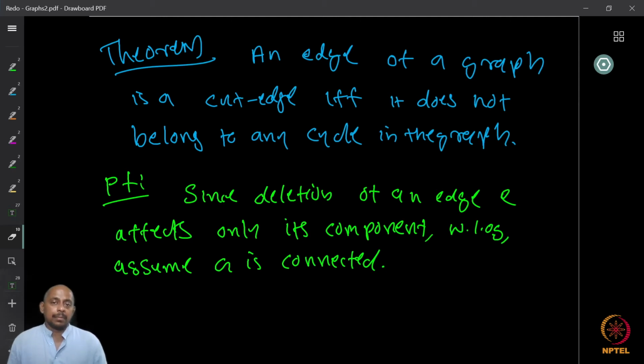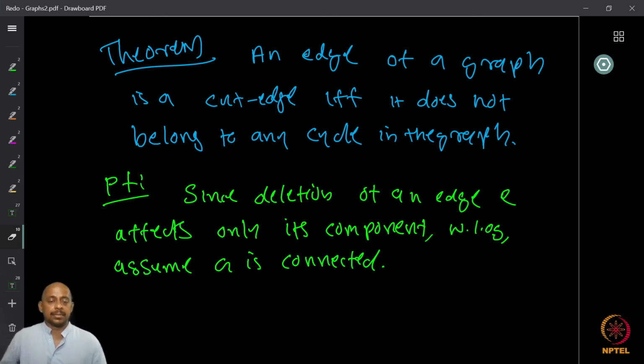Now, if you think about the cut edges, you can show the following theorem. An edge of a graph is a cut edge if and only if it does not belong to any cycle in the graph. Now, can you think of a similar result for cut vertices also? Can you say something about the cut vertex? Not exactly the same, but think of this. Here we are going to prove this theorem that an edge is a cut edge if and only if it does not belong to a cycle in the graph.